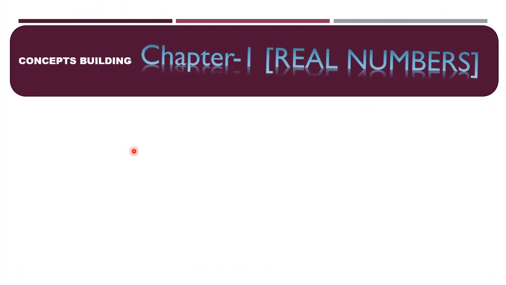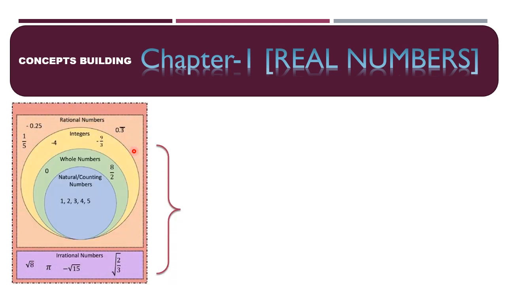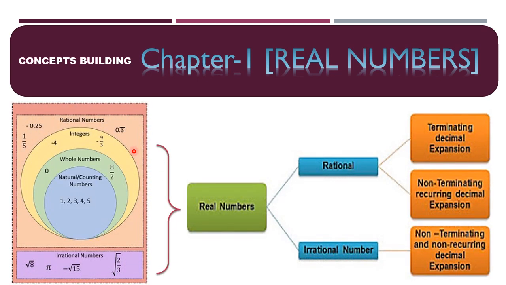Now students, next concept is related to decimal expansion of real numbers. As you know, real number is a collection of rationals and irrational numbers. Rational numbers means the numbers which can be expressed in p by q form, where p and q are co-primes and integers and q is not equal to 0, whereas irrational numbers cannot be expressed in the form of p by q, where p and q are integers and q is not equal to 0.